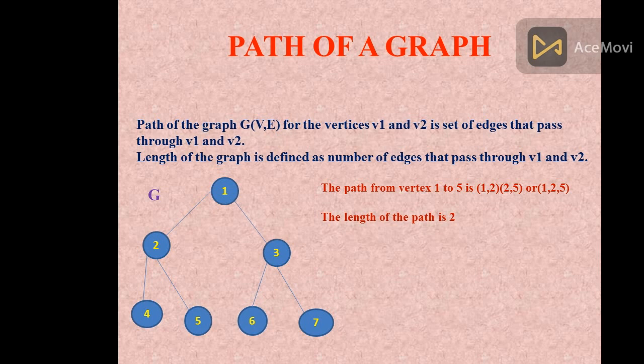The length of the path is the number of edges that pass from the source vertex to the destination vertex. Here from 1 to 5 we have 2 edges, 1, 2 and 2, 5. So the length of the path is 2.